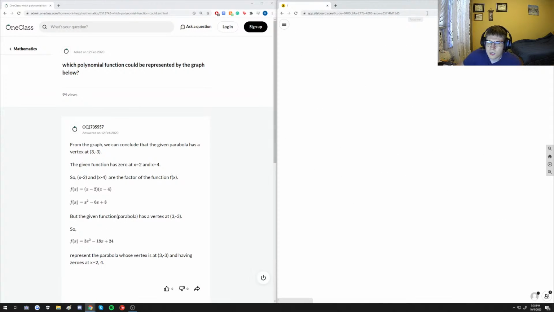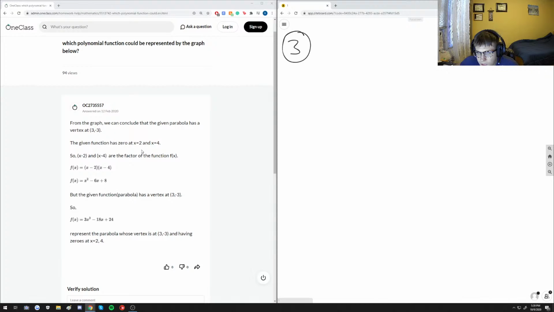Okay. So, number 3. Which polynomial function could be represented by the graph below? Unfortunately, there is no graph below, and I'm just going to infer from this response here. So from the graph, we conclude the given parabola. This is a parabola with a vertex at (3, -3). So that is important.